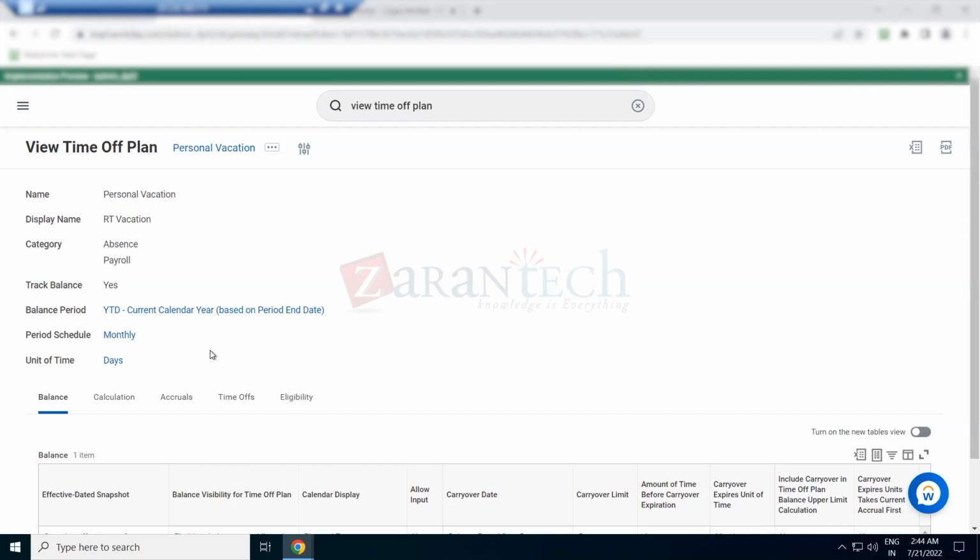Period schedule defines the frequency of determining your periods, like what is going to be your month start date and what is going to be your month end date. If I talk about a monthly period schedule, or bi-weekly, what is going to be the start of the period, basically the start date of your period schedule, and the end date of the period schedule. This is basically in bi-weekly.